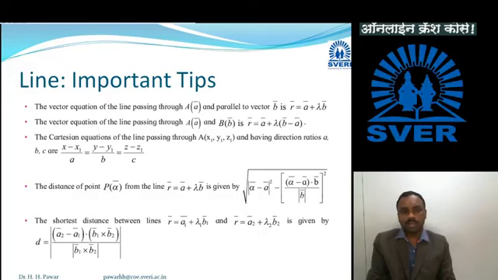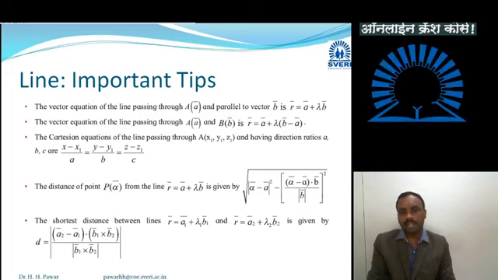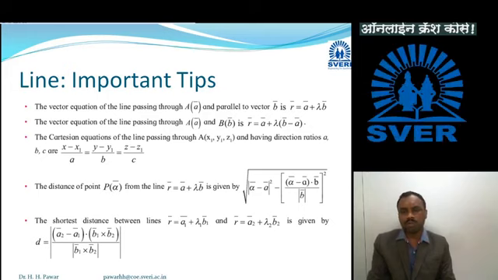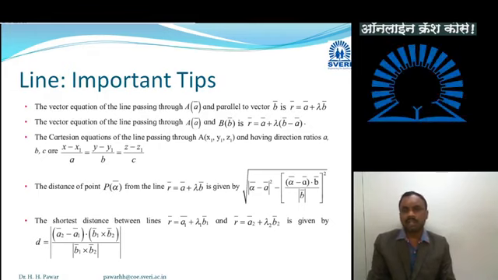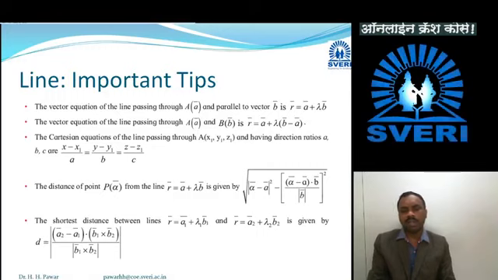Next one is the vector equation of the line passing through 2 points with position vectors A bar and B bar, which is R bar is equal to A bar plus lambda into B bar minus A bar.